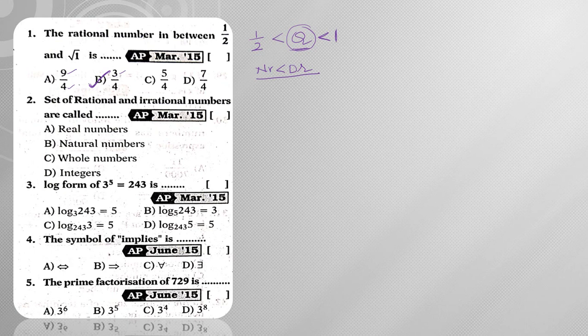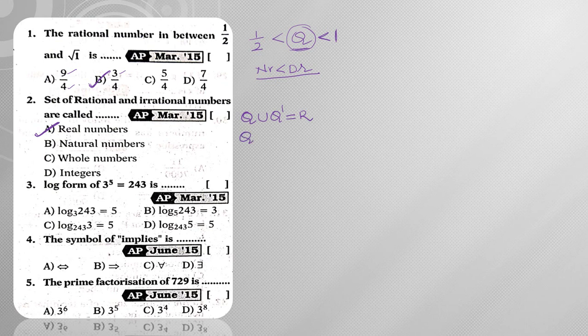Next, moving on to question number 2. Set of rational and irrational numbers are called as. Set of rational and irrational numbers are called real numbers. This is a conceptual bit, which was asked in March 2015 in AP. This question can also be asked in this particular way: Q union Q dash is nothing but the set of real numbers.